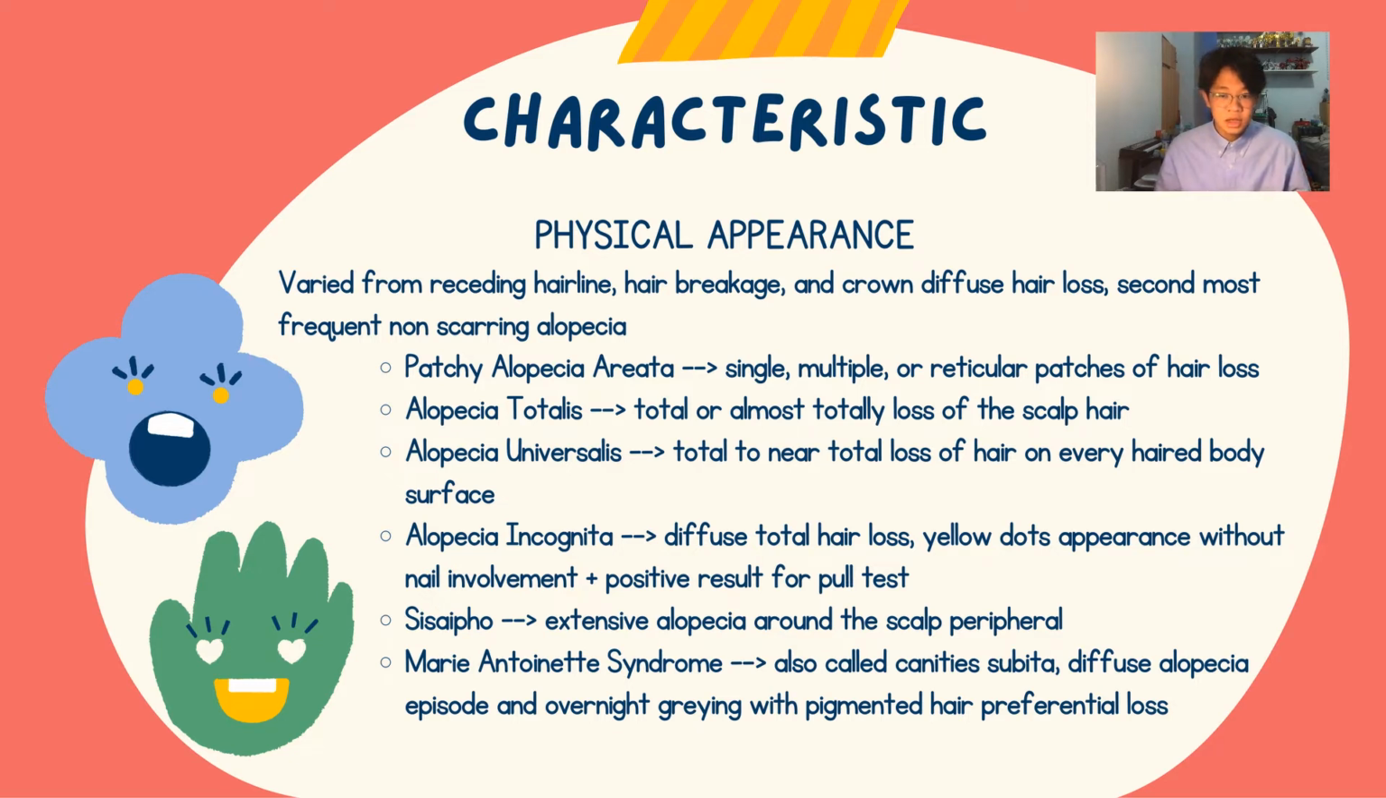And lastly, the seventh type of alopecia areata is Marie Antoinette syndrome, also called canities subita. This alopecia areata can be defined by the existence of an acute diffuse alopecia episode and overnight graying with a pigmented hair preferential loss. Thank you.